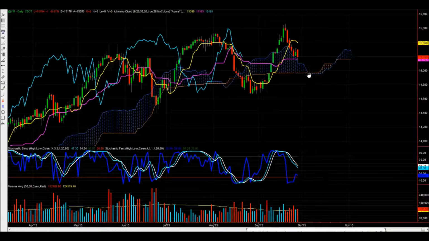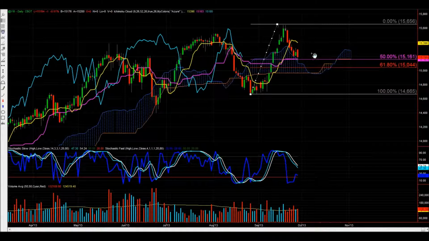unless and until we break below this cloud and this lagging line, this cyan line, breaks below the cloud. So I'm going to look at all these markets just in terms of a macro view. I'm not going to look at the short-term averages. I'm just going to look at the lagging line and where we are relative to the cloud. So here I see potential support, and if I just throw in another one of my usual analysis techniques, we're right at a 50% retracement from this high to this low.